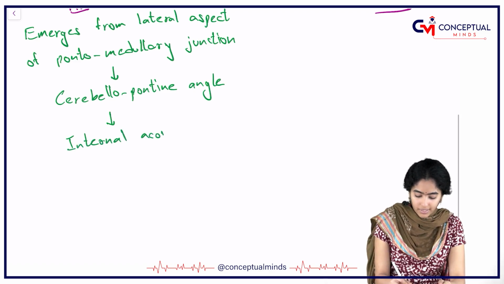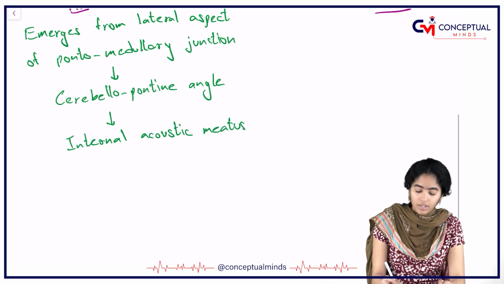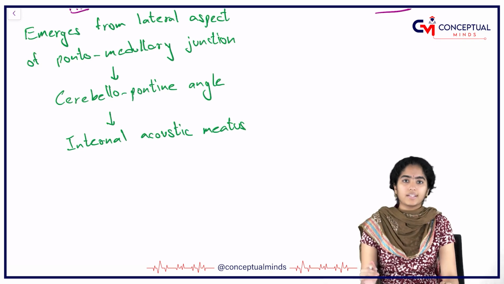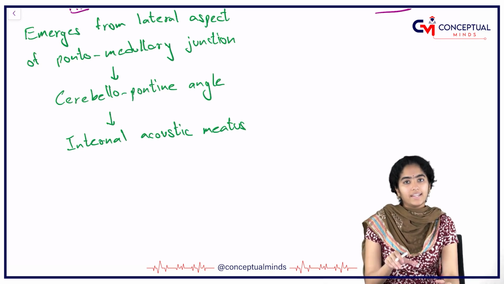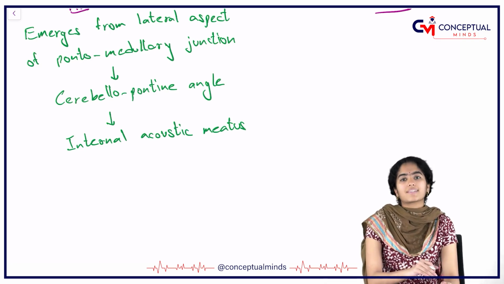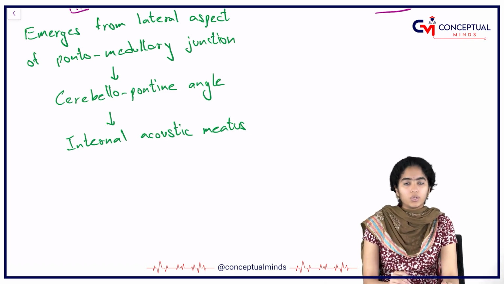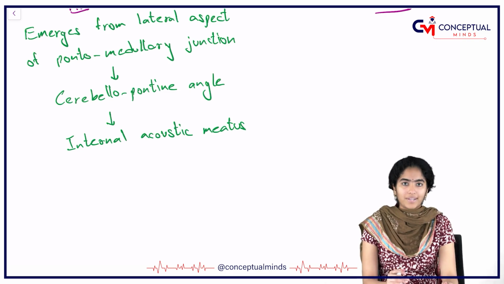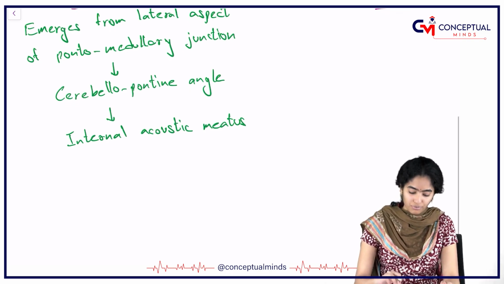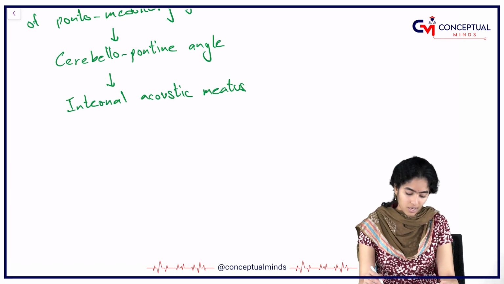Internal acoustic meatus is also called the internal auditory canal. We have the external auditory canal in the external ear, and this internal acoustic meatus or internal auditory canal is beyond the inner ear. This is where the 8th cranial nerve is traversing. And it is not traversing alone. There are 4 other components. This is how the structure of the internal acoustic meatus would look like. I'll show you a picture for better understanding.